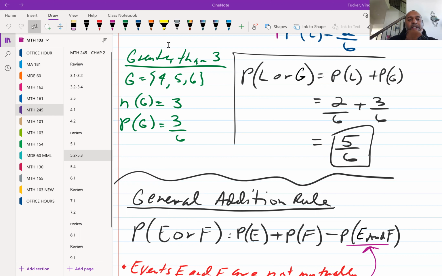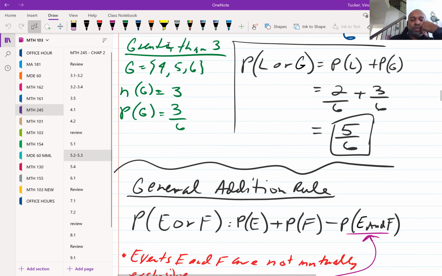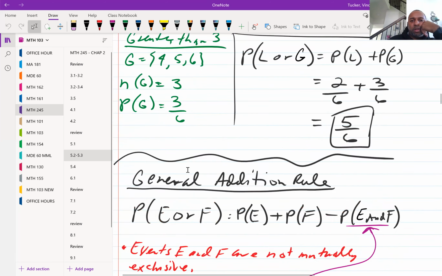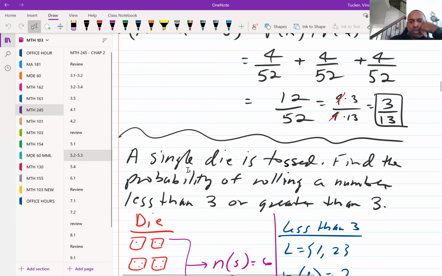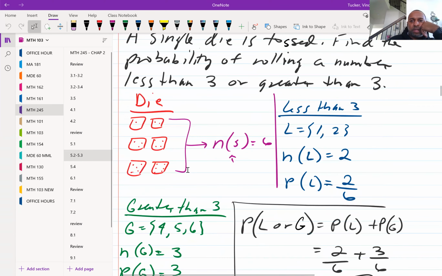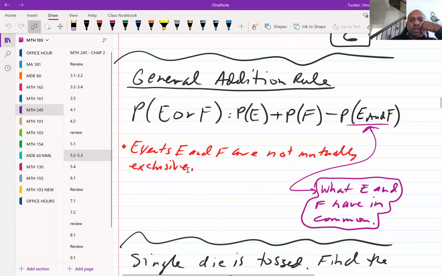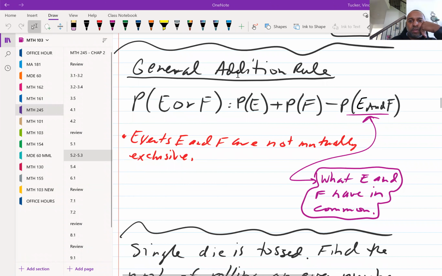So last class we ended, I believe, in the middle of 5-2, and of course, if I'm a little off, then let me know. But I believe we left off in the middle of 5-2 doing the addition rule, and we're now at the general addition rule. So we're looking right here at the general addition rule.